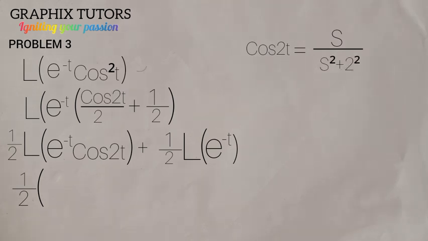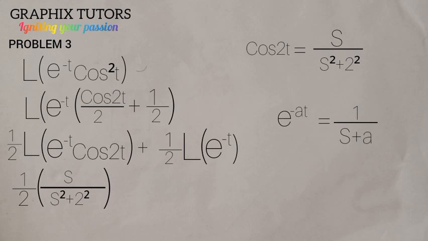This is what I'm going to write here first. You do it somewhere in your book, in your booklet. So s all over s squared plus 2 squared. Now, if you Laplace e to the power of minus t, from the relationship that says that e to the power of minus at will give us 1 all over s plus a. Now, our a here is 1 because 1 times t gives us t. So if you put 1 in front of the t, anywhere you see a, you put 1. So we're having 1 all over s plus 1.